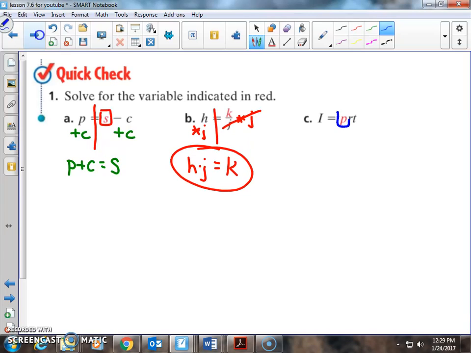Again, we want to get the letter P all alone. Okay, that's the variable in red. So there's a couple ways we can do this. We know that it started as I equals P times R times T. And we want to get this letter P all alone.